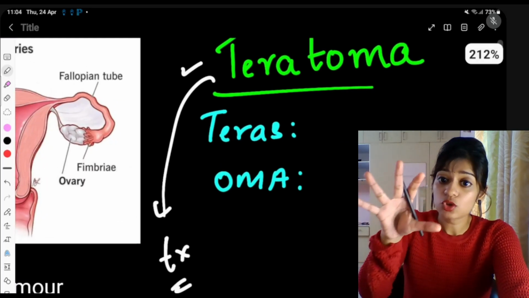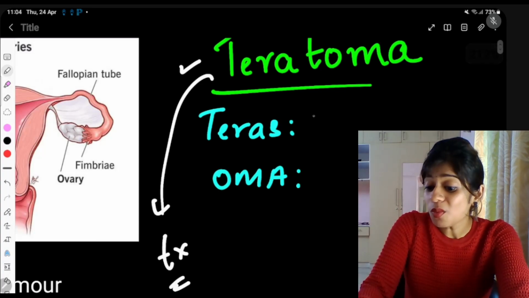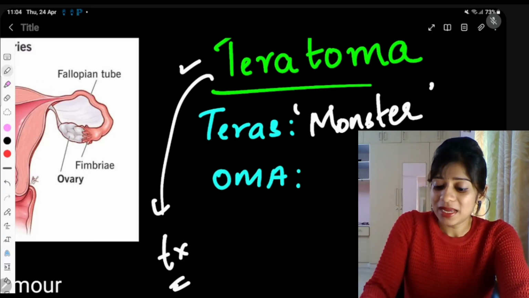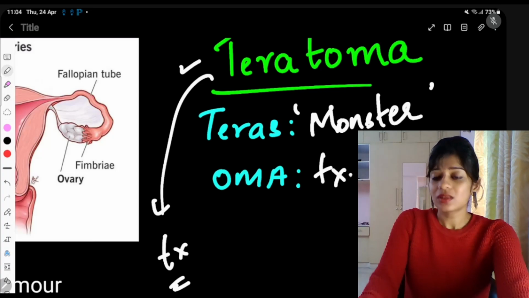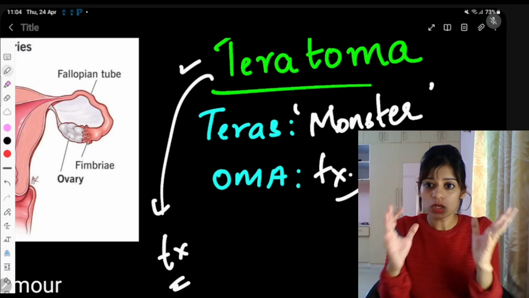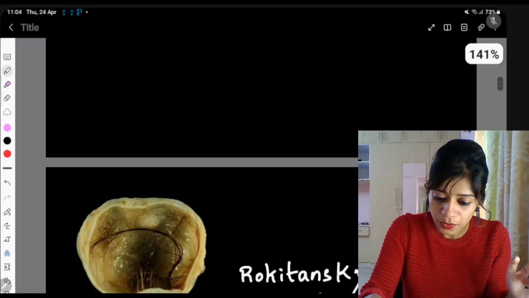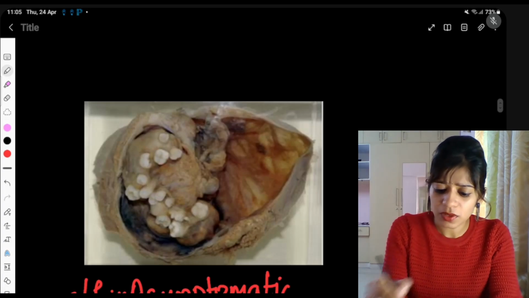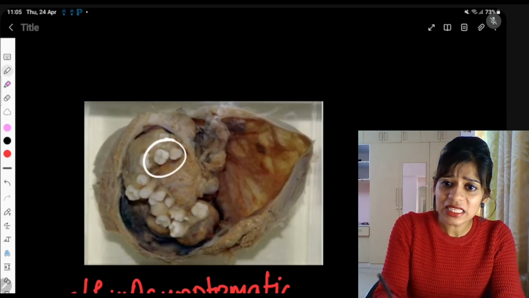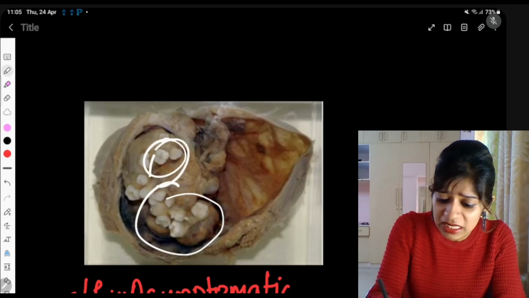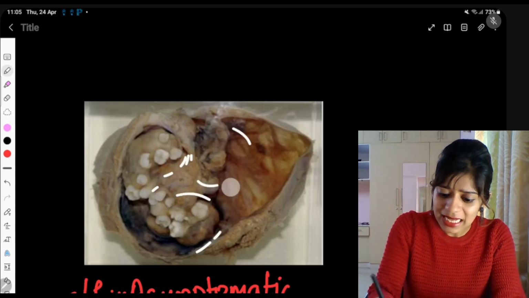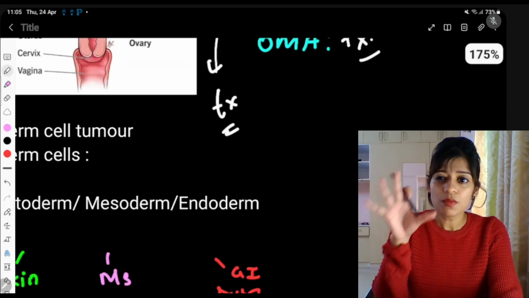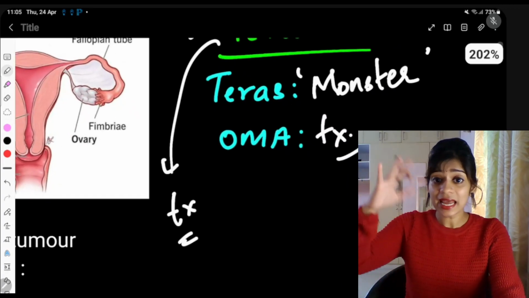Teratoma comes from the Greek word. Teras means monster, and oma means tumor or a mass. It is called a monster because grossly, when you see the tumor, it looks like a monster. It gives you a weird appearance because it has different kinds of tissue. You can see teeth, hair, sebaceous glands, and fat. So you can see different kinds of tissues in the tumor giving you the monster appearance. That is why it is called teratoma.